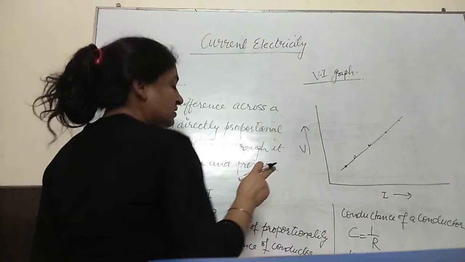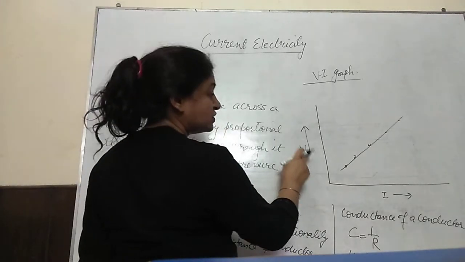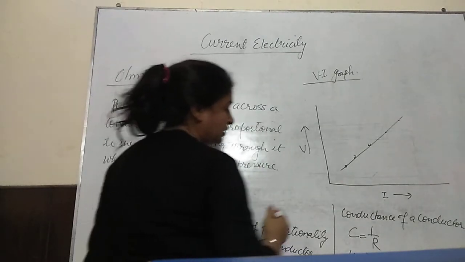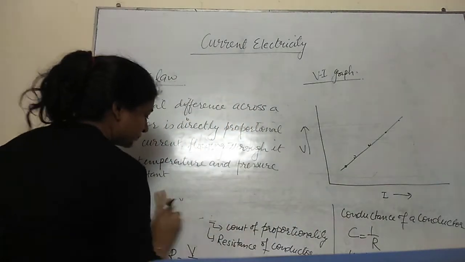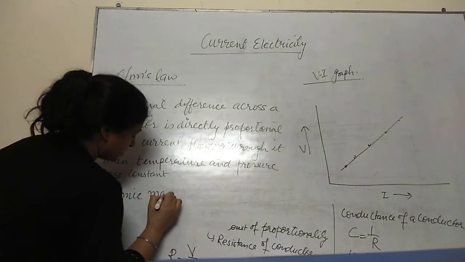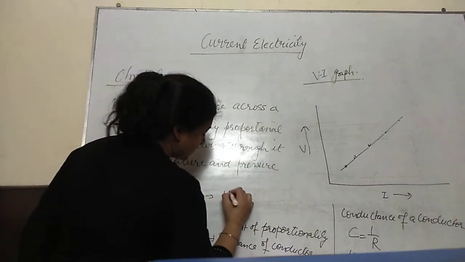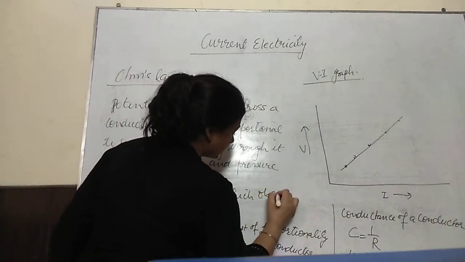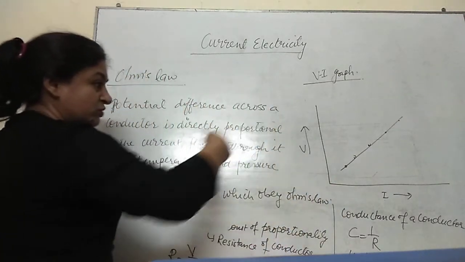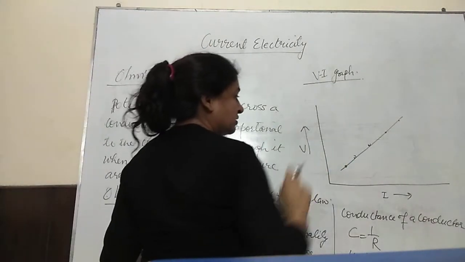And if you are getting a graph like this, it means that this is a material which is obeying Ohm's law. And the materials which obey Ohm's law are called ohmic materials. So those materials which obey Ohm's law: if you are going to get a straight line like this, linearity is there in the VI graph, then the material is an ohmic material.